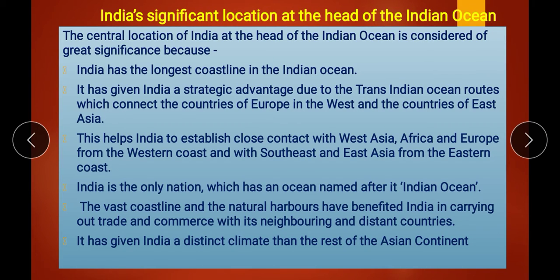India's significant location at the head of the Indian Ocean. The central location of India at the head of the Indian Ocean is considered of great significance because India has a long coastline in the Indian Ocean.